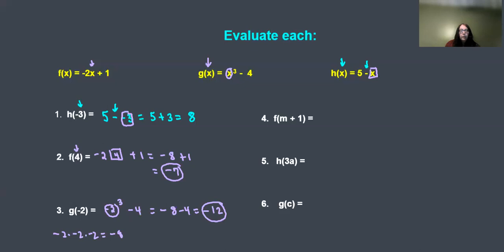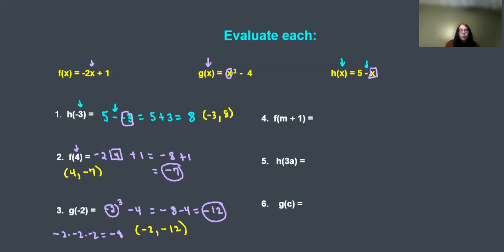So let's go back to the first one again. When you input -3, your output is 8. And number 2, when you input 4, your output is -7. And the last one here, when you input -2, your output is -12. All right, let's go on.